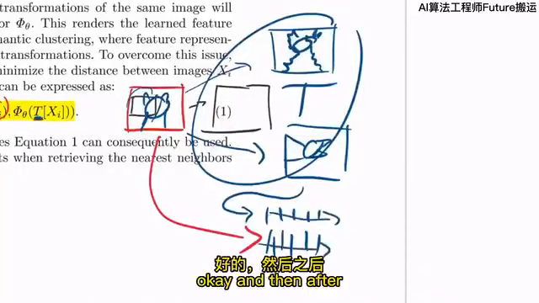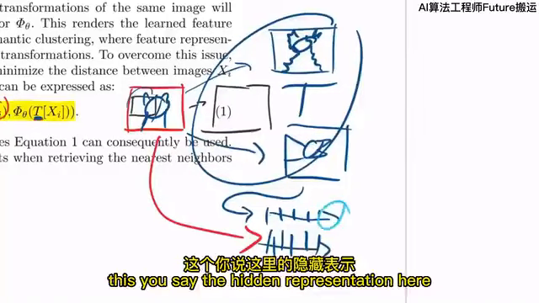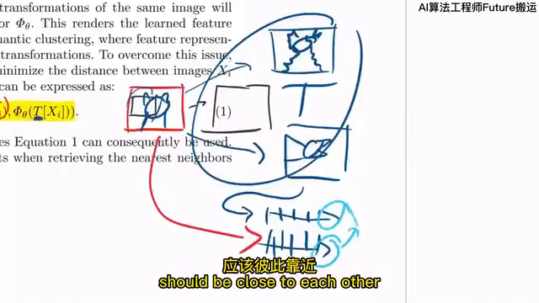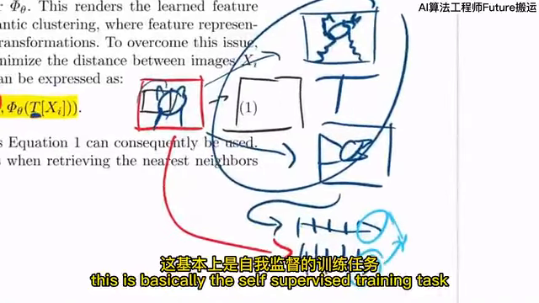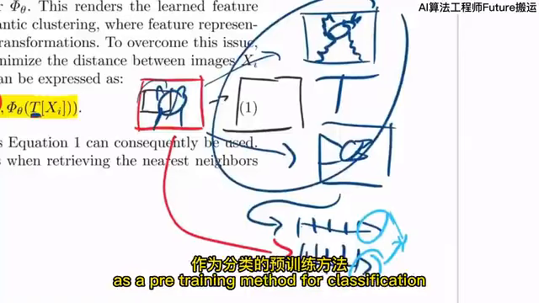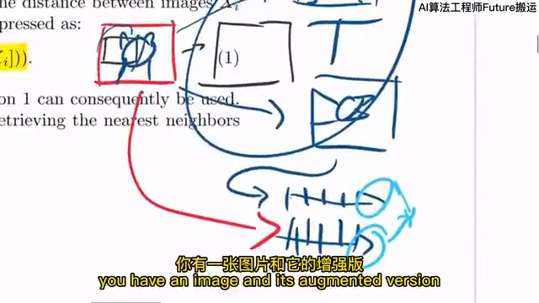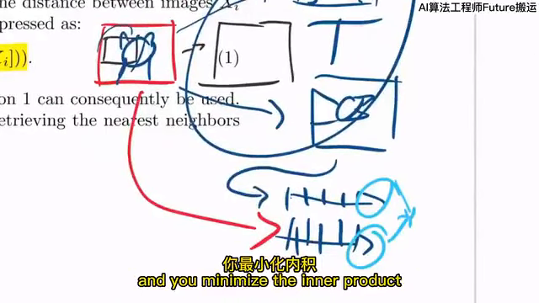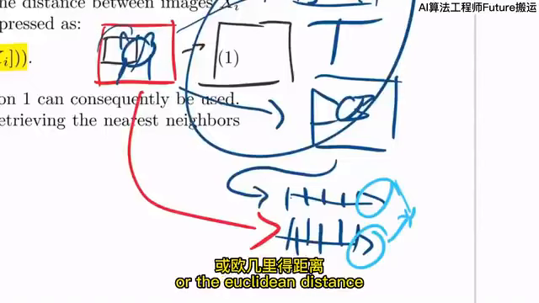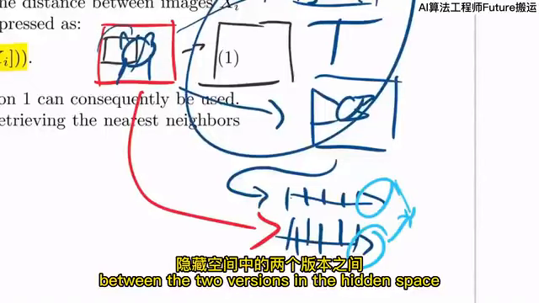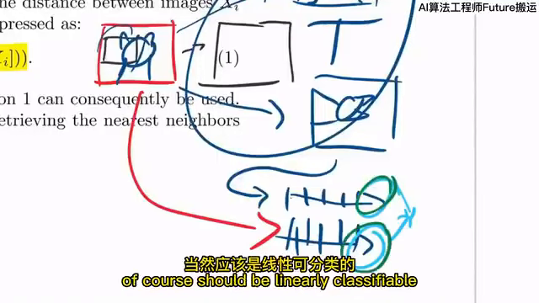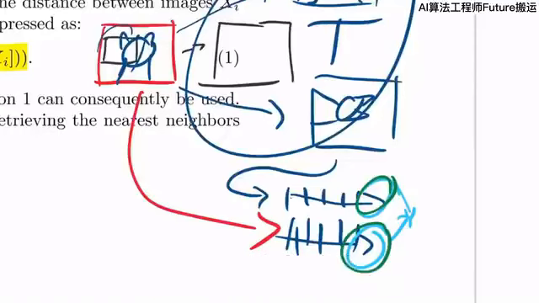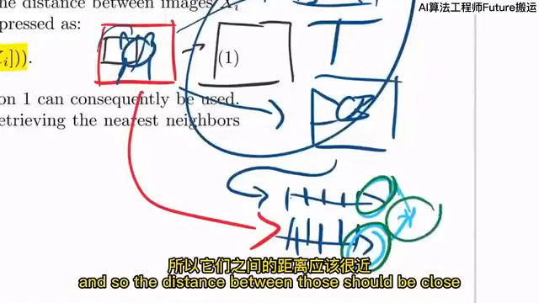Okay, and then after this, you say the hidden representation here should be close to each other. This is basically the self-supervised training task. It's been shown to work very, very well as a pre-training method for classification neural networks. You have an image and its augmented version, and you minimize the inner product or the Euclidean distance between the two versions in the hidden space. And the rationale is exactly the same. The rationale is that this hidden space, of course, should be linearly classifiable, and so the distance between those should be close.